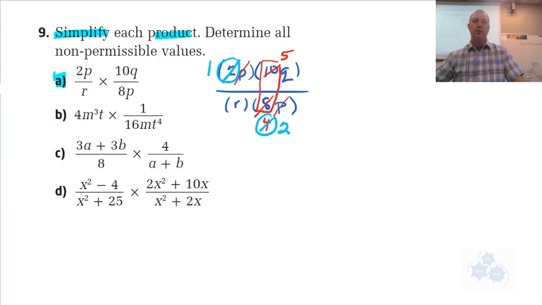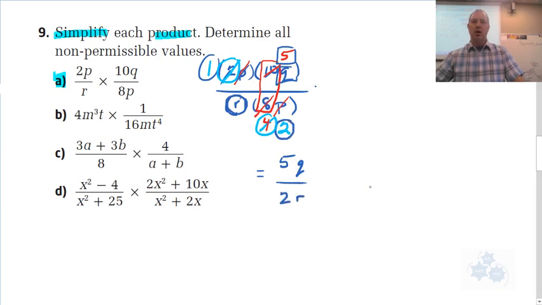So before I get too messy here, let's rewrite this. So I've got 1, the 2's gone, the p's gone, the 10's gone. That became a 5, and we've got a q. So I've got 1 times 5 times q, 5q. On the bottom, I've got an r that didn't get divided out. I've got a 2 that didn't get divided out, so I've got 2r. All right?